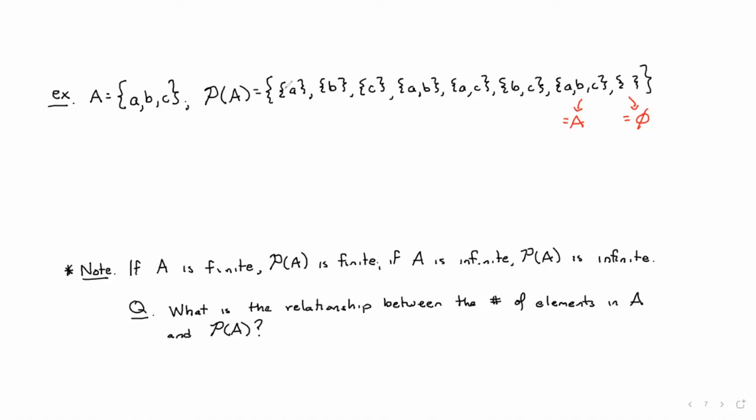Note that the elements in the power set are sets themselves. Okay, don't write them any other way. These are subsets of A. So they're sets in and of themselves. And I make a little note here that if A is finite, the power set of A is finite. And if A is infinite, then the power set of A is infinite. We'd like to figure out the relationship between the number of elements in A and the number of elements in the power set of A.